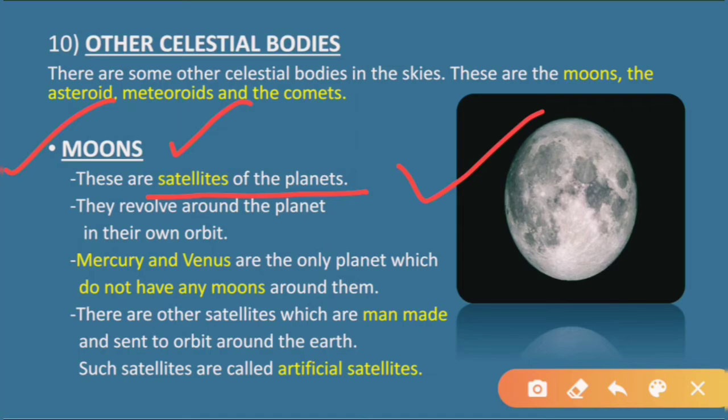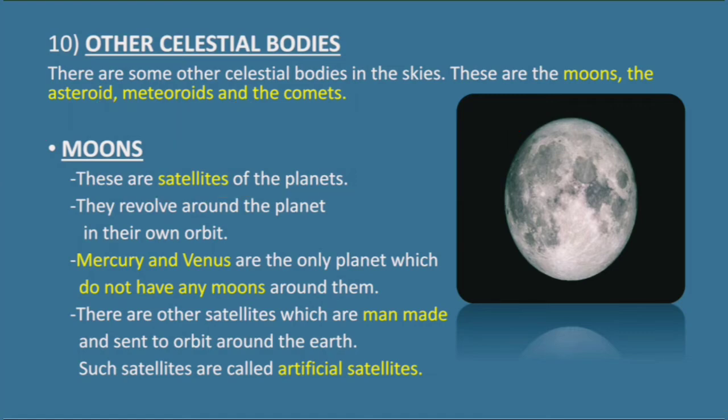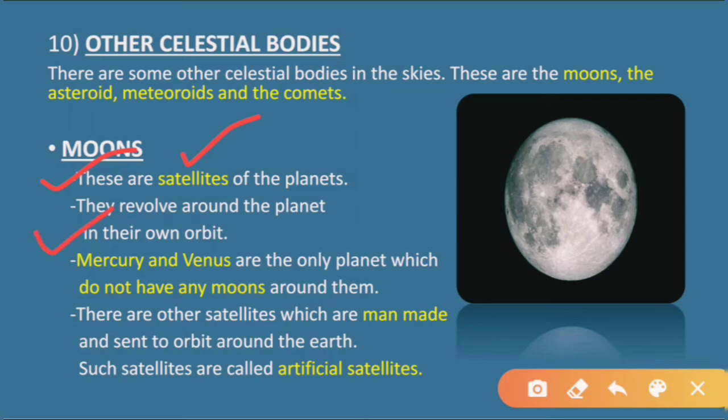Okay, in a similar way, some planets have moons or satellites, and some planets do not have moons or satellites of their own. Okay, so what are moons? Moons are actually known as satellites of the planets, because some planets have satellites like you have studied. Now moons, they revolve around the planet in their own orbit. Okay, so you have studied that the sun is at the center and all the planets revolve around the sun. Okay, and plus the moon revolves around whom?